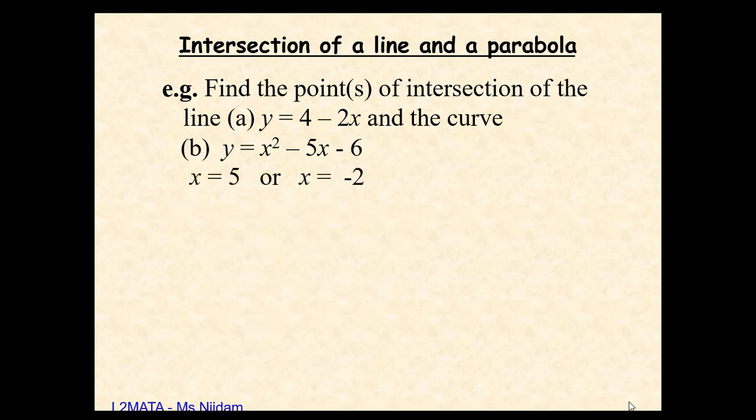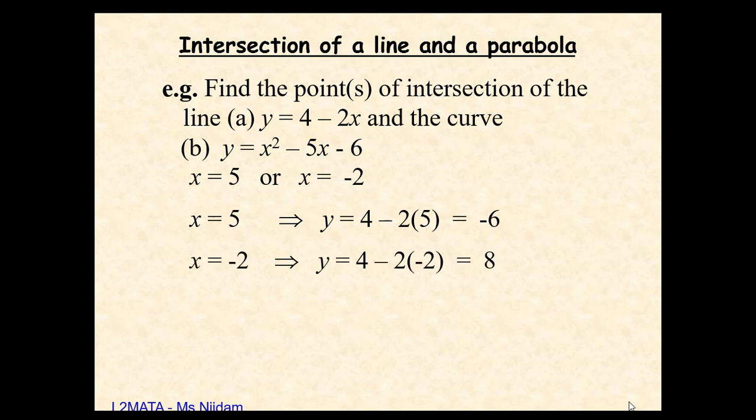With each of those x values, we can then work out the corresponding y value by using either equation, but it would be easier to use A. In doing so, when you substitute x equals 5, you'll get y equals 4 minus 2 times 5, which is equal to negative 6. Substituting x equals negative 2 into the equation, y equals 4 minus 2 times negative 2, which would give you 8. So the solution points would be (5, negative 6) and (negative 2, 8).